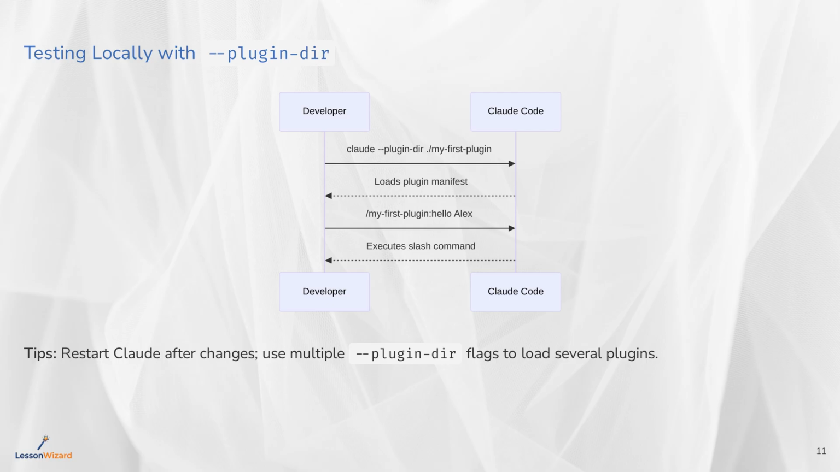This sequence diagram shows the development loop. You start Claude with the plugin directory. It reads the manifest, and you can immediately test commands. Remember to restart Claude after edits, and you can stack --plugin-dir to test interactions between multiple plugins.